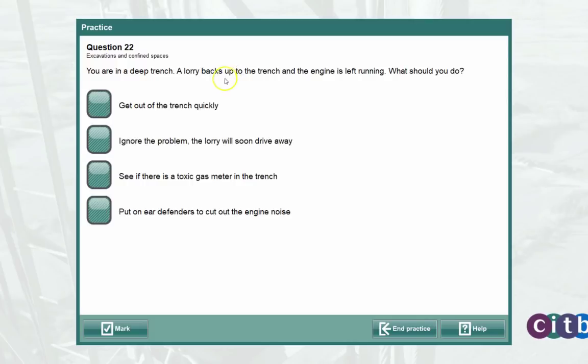You are in a deep trench. A lorry backs up to the trench and the engine is left running. What should you do? Get out of the trench quickly. Ignore the problem. The lorry will soon drive away. See if there is a toxic gas meter in the trench. Put on ear defenders to cut out the engine noise.